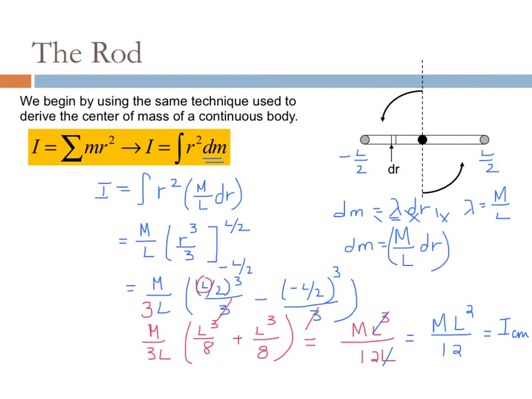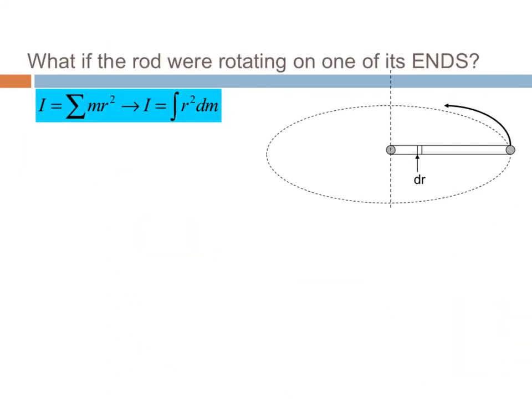Now again, this is a really important equation to remember and be able to derive. Again, this is the moment of inertia about the center of mass of a long continuous rod of length L. So here we're looking at another long continuous rod, but it's now rotating about one of its ends.